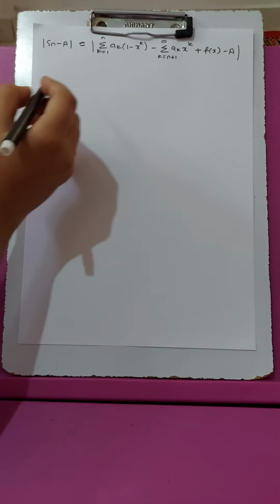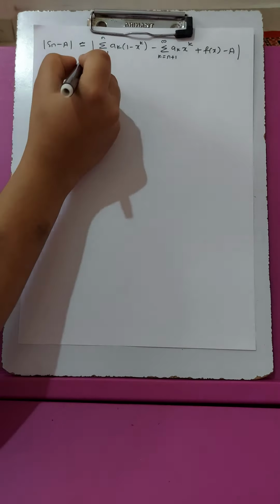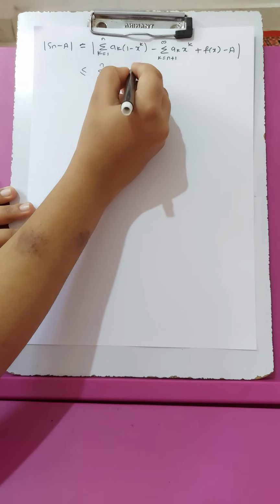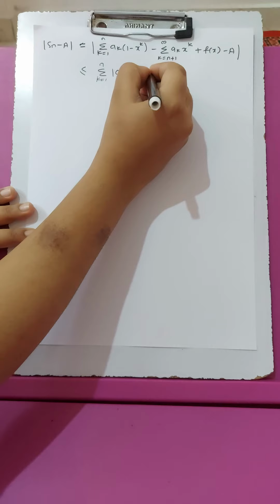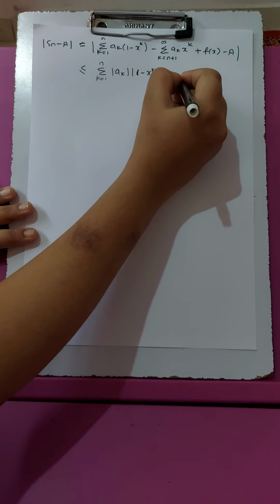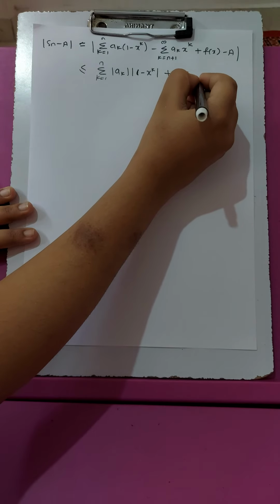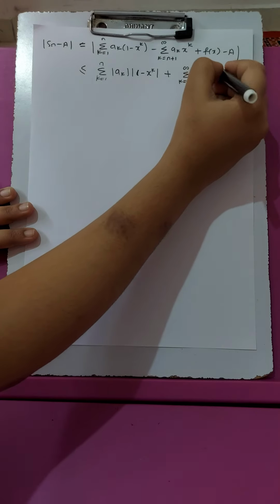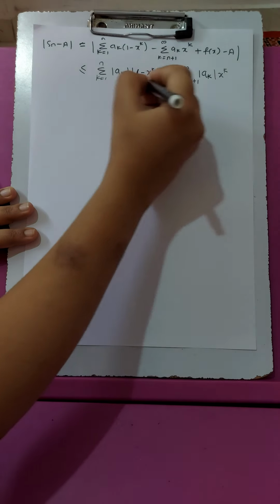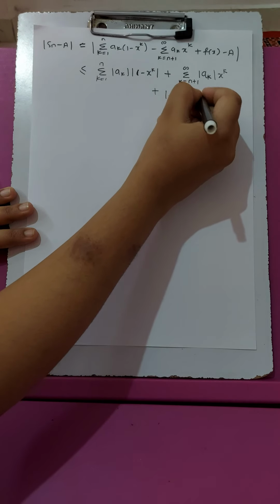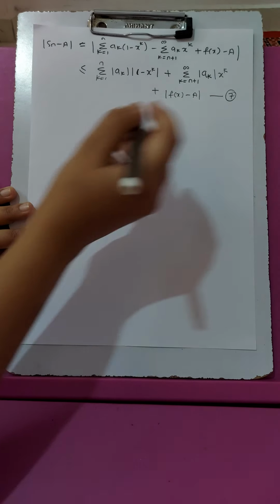Now taking ak common, we get summation k from 1 to n ak (1 minus x to the power k) minus summation k equals n plus 1 to infinity ak x to the power k plus f of x minus a. Now we will separate the mod, so we get less than or equal to summation k from 1 to n mod ak mod of (1 minus x to the power k) plus summation k from n plus 1 to infinity mod of ak x to the power k plus mod f of x minus a. Let it be number 7.